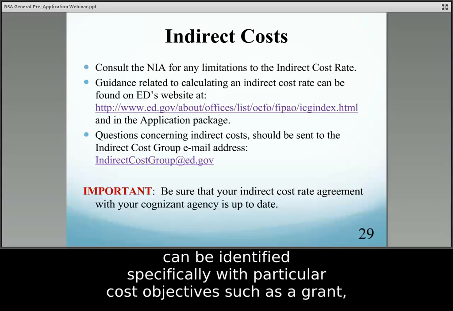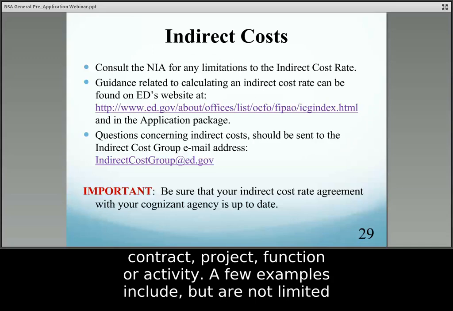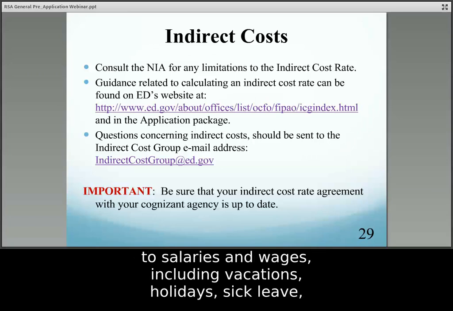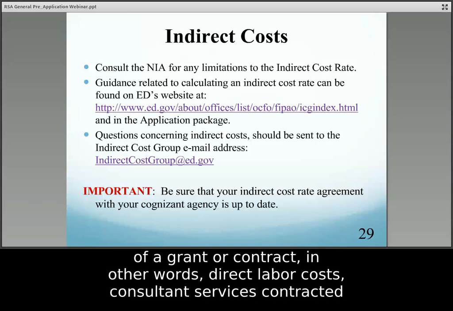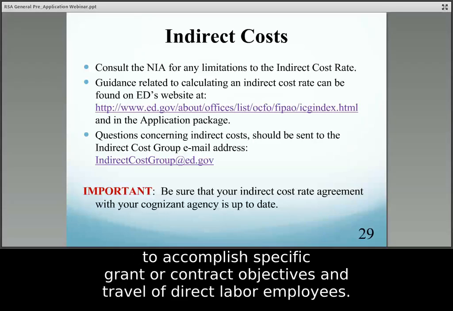Direct costs can be identified specifically with particular cost objectives, such as a grant, contract, project, function, or activity. A few examples include, but are not limited to, salaries and wages, including vacations, holidays, sick leave, and other excused absences of employees working specifically on objectives of a grant or contract. In other words, direct labor costs. Consultant services contracted to accomplish specific grant or contract objectives, and travel of direct labor employees.